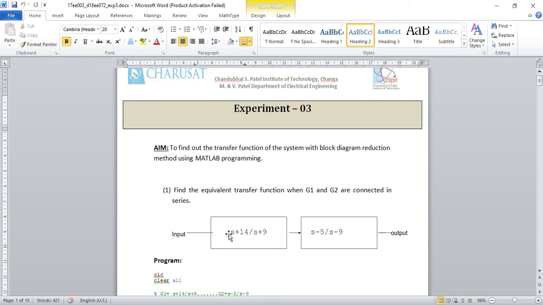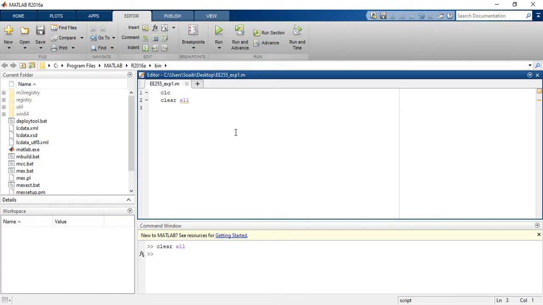So I will divide this into two parts, the numerator part and the denominator part: the numerator of G1 and the denominator of G1, the numerator of G2 and the denominator of G2. I will enter these as arrays, with the first coefficient, second coefficient, and third coefficient. So I will write in this manner.